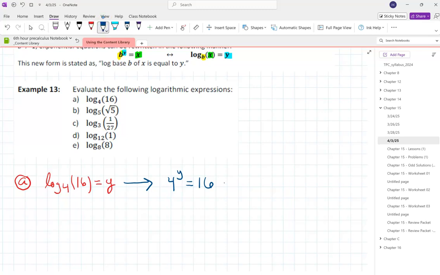And hopefully when we look at this, we recognize that 16 is 4 squared, right? And if the equation is equal and the bases are equal, that tells us the exponents also have to be equal. So y just has to be 2. Is that okay?